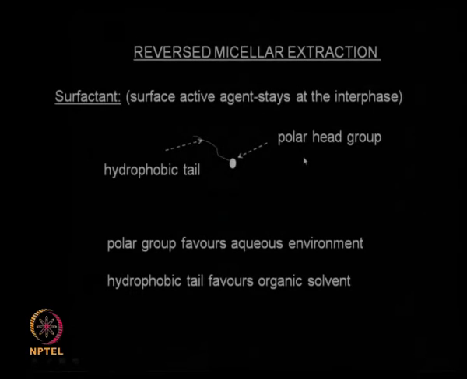Hydrophobic groups prefer the solvent layer, and the hydrophilic or the polar groups prefer the water layer. So if you have an interface, that means an organic solvent and water, and you put in surfactant, the polar head group will always go towards the water layer, whereas the hydrophobic tail, as we call it because it is a long chain hydrocarbon, will always go to the organic layer. That is how a surfactant partitions at the interface.